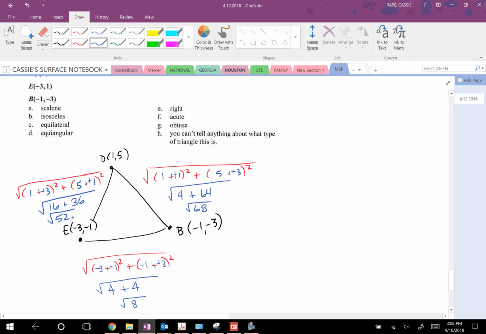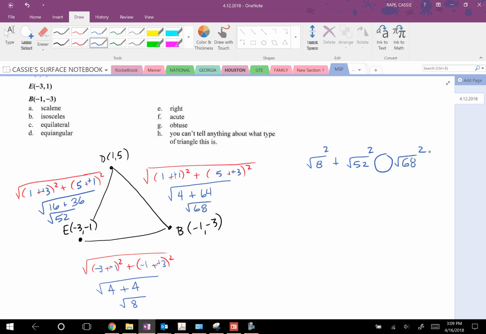Writing these in order from least to greatest, I've got the square root of 8, then the square root of 52, then the square root of 68. Okay, and what I want to know is, do the two smaller ones squared equal the larger one squared? Because if they do, then what you have is a right triangle. If the two sides are bigger than the third side, it's acute. And if the third side is a big old side, that means you've got one giant obtuse angle somewhere.